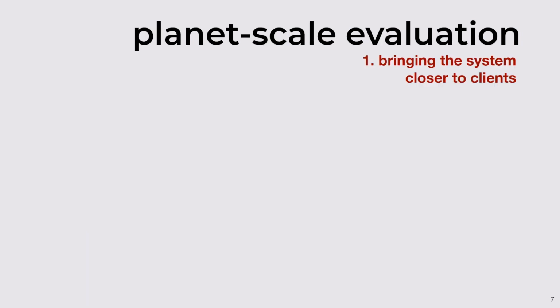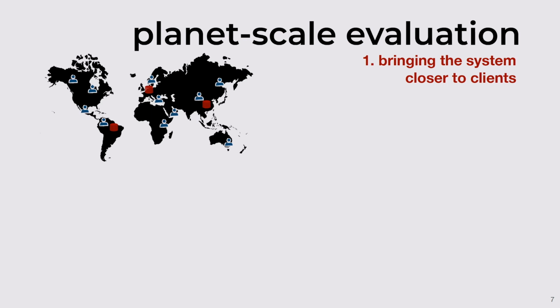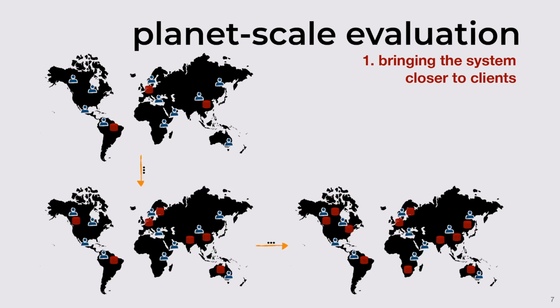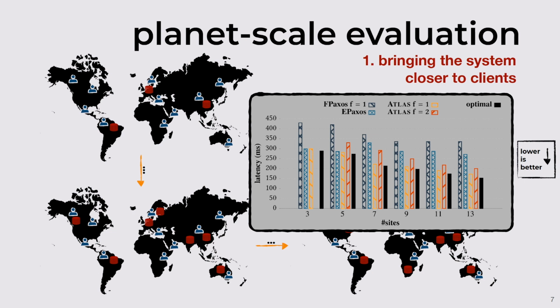In the evaluation, we have considered 2 planet-scale scenarios. In the first one, we gradually bring the system closer to clients. Clients are deployed at 13 data centers, and we expand the system from 3 to 13 replicas. In the black bar, we have the latency that will be provided by an optimal leaderless protocol. Atlas f=1 is at most 13% above this value.